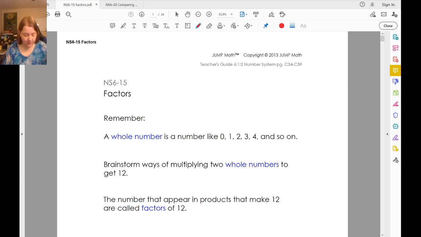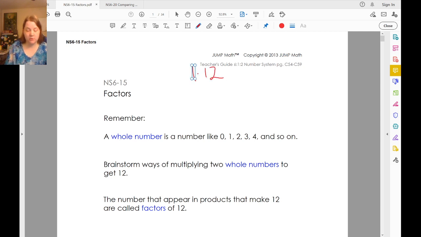This video is going to talk about factors. A whole number is a number like 0, 1, 2, 3, 4, and so on. If we were to look at ways of getting two whole numbers to get to 12, we would use multiplication.